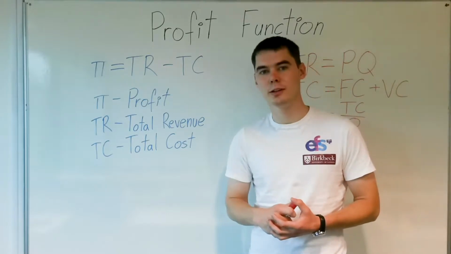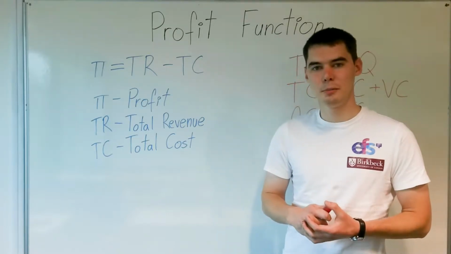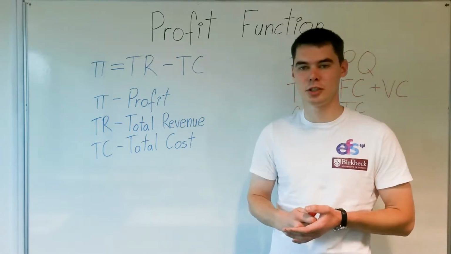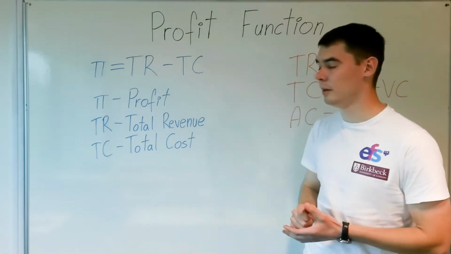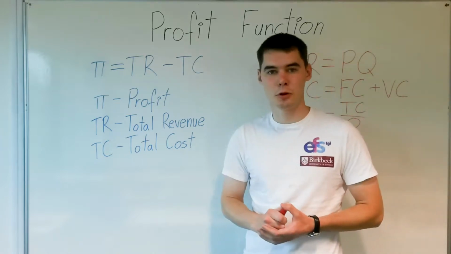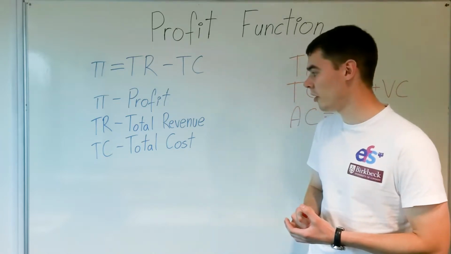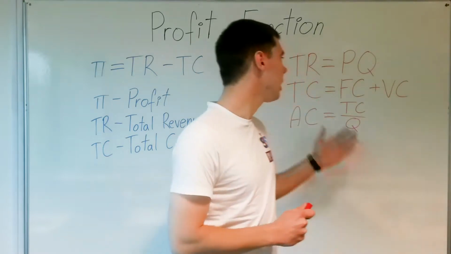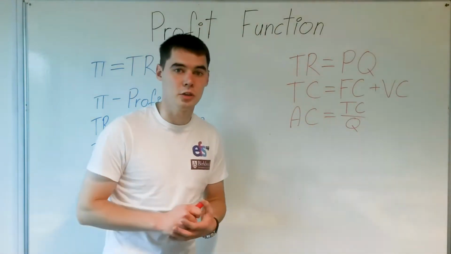Hi, today we'll talk about profit function. Profit is calculated as total revenue minus total cost. Here's a general formula, where pi is profit, TR is total revenue, and TC is total cost. Here's a breakdown of how you can calculate each of them.